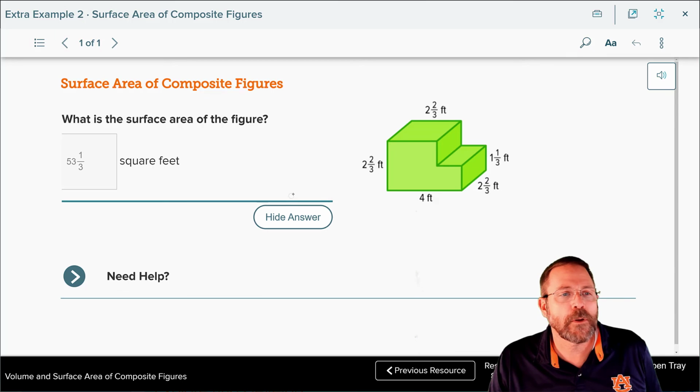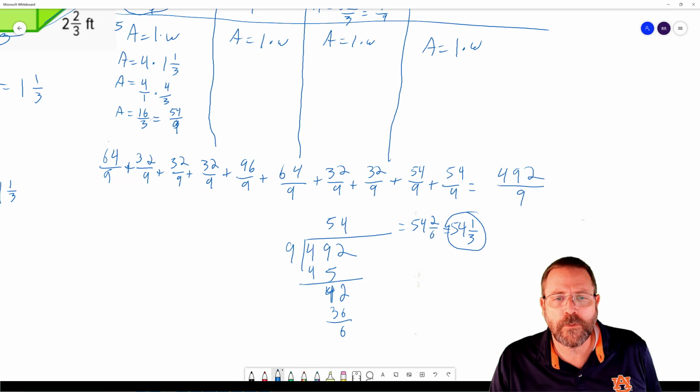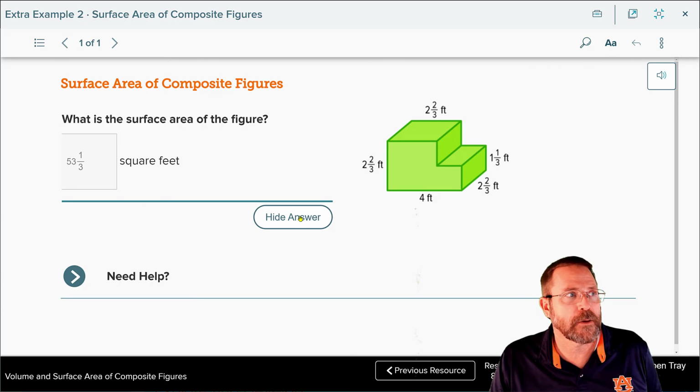The textbook said 53 1/3. Somewhere I'm just a little bit off, but we're going to call that it for today because y'all have work to do.